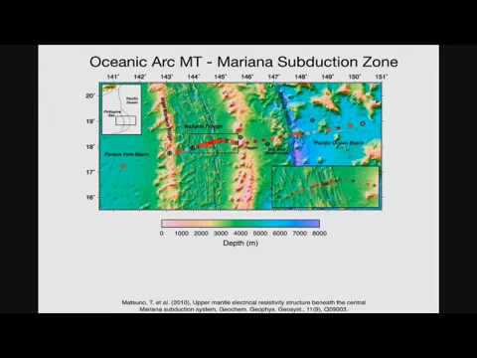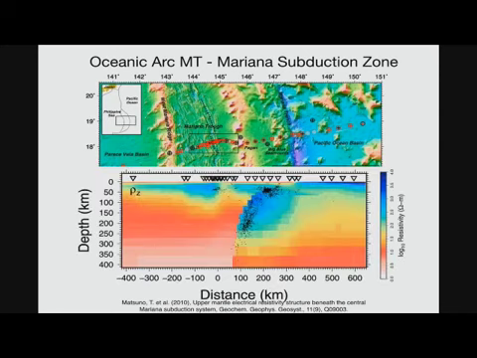So they're imaging deeper structure and they don't have as much shallow sensitivity, but it's a nice big broad result because it's crossing an oceanic arc, and it's pretty much the only oceanic arc where we have MT data. So this is what the conductivity model looks like.